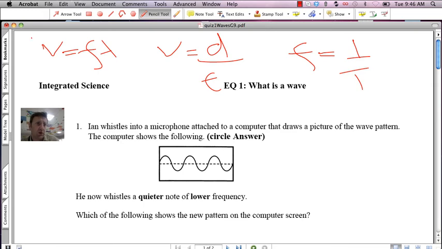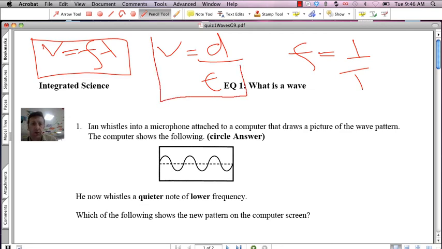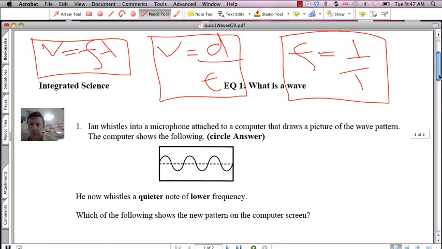The wave equation, which is v, velocity, equals f lambda. F is frequency, lambda is wavelength, the length of one wave. We have v equals d upon t, which is the relationship between speed, distance and time. And f equals 1 upon t, which is the relationship between the amount of waves per second, which is frequency, and the time it takes for one complete wave oscillation, which is t. Okay, that is my three formulas.